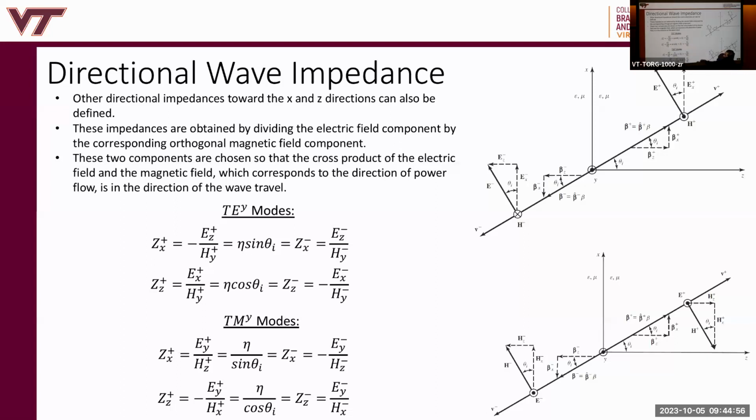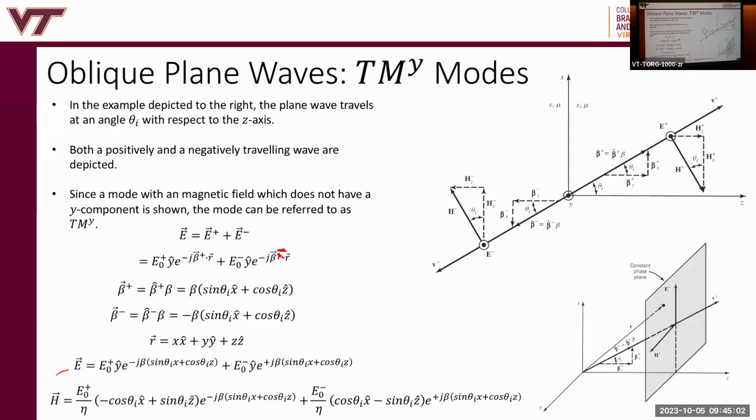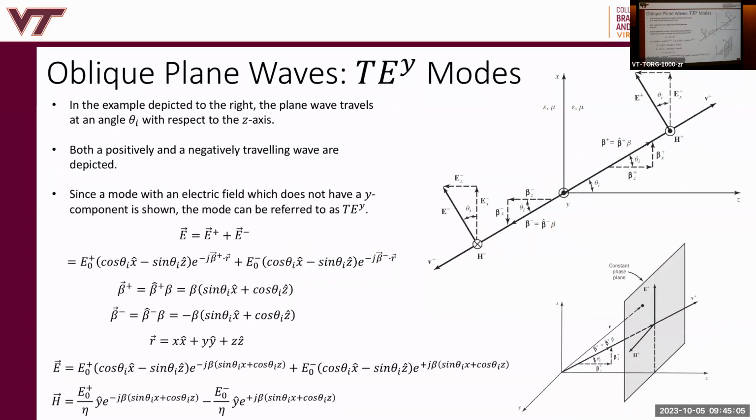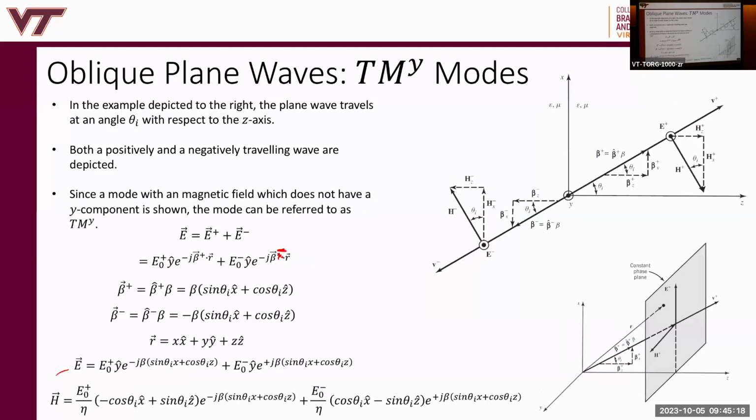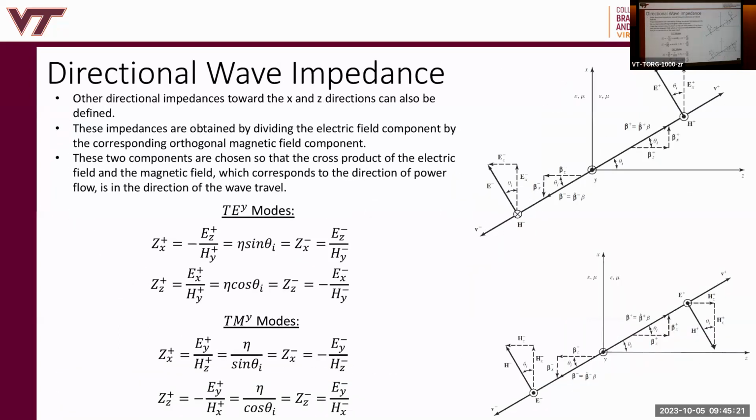EZ, we know from the last slide, had a minus sine theta multiplied by it. Let's see, TE to Y. That's the Z component of E in the TE to Y, yeah? Minus sine theta times E naught plus. Now, why is it minus EZ over HY? Because these two components are chosen such that the cross product of the electric field and the magnetic field, E cross H, corresponds to the direction of power flow, which is in the direction of wave travel.